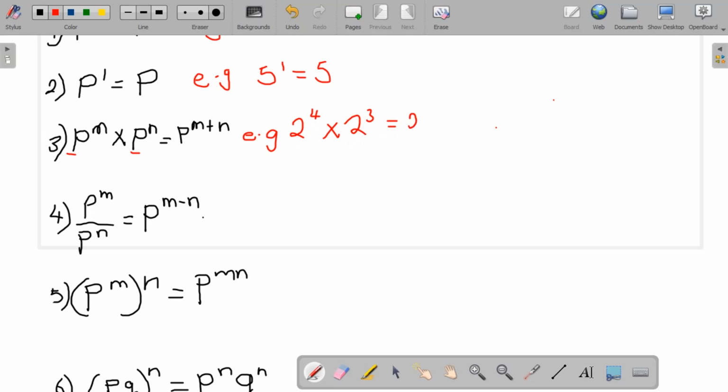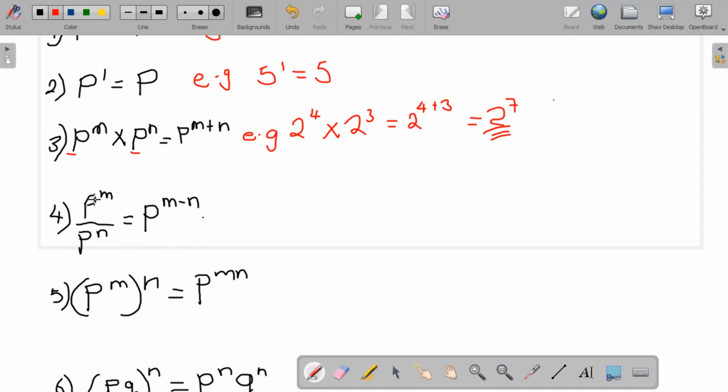So what are we supposed to do? We get that base and then we add the powers. So it will be 4 plus 3. That's how it is. And then it will give us 2 to the power 4 plus 3, which is 7. So it's the same as 2 to the power 7. These are the rules that we're going to use as we proceed to the other examples that I'll give.